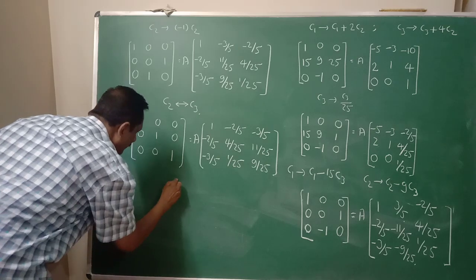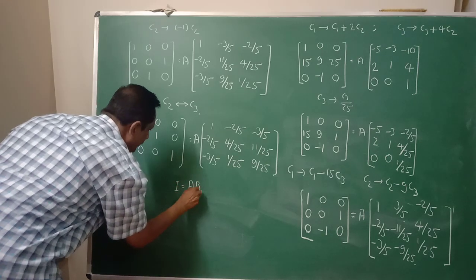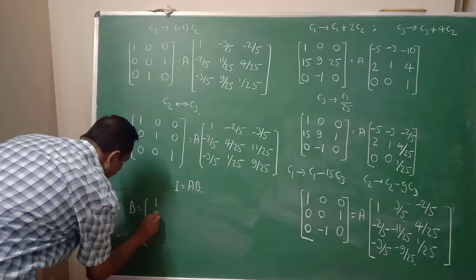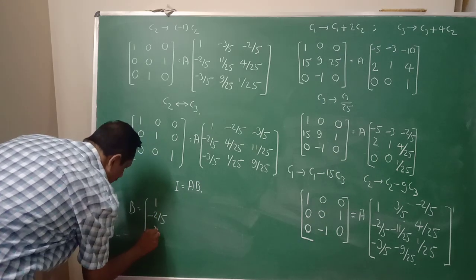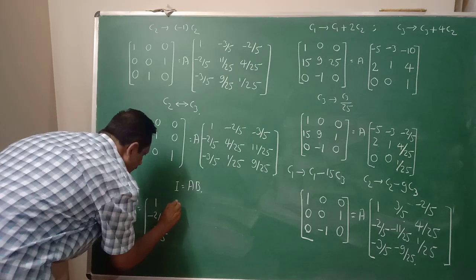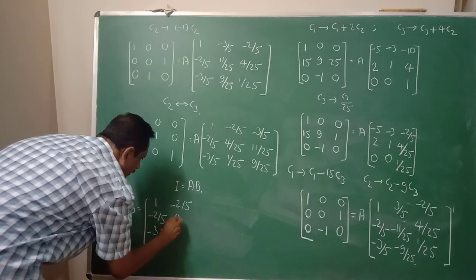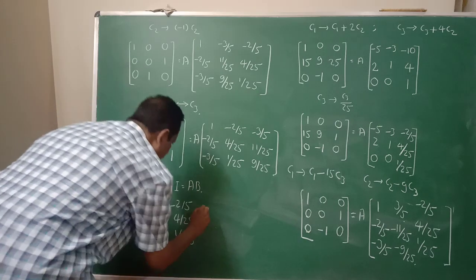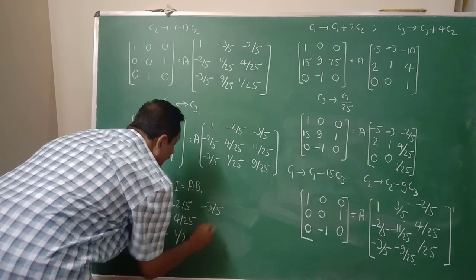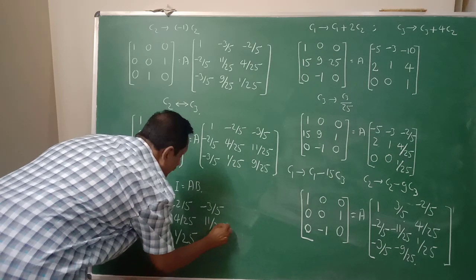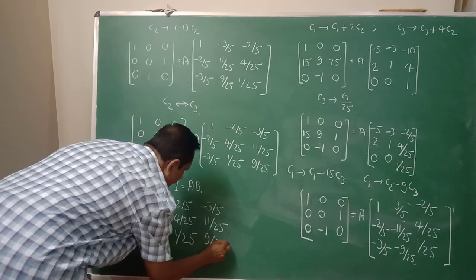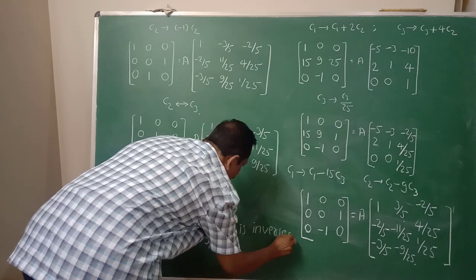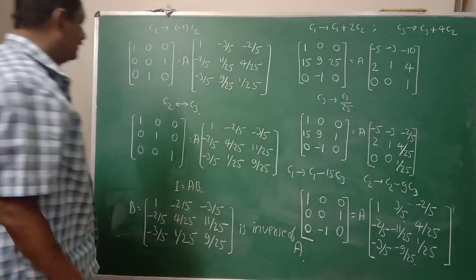Therefore, this identity matrix here, which is in the form of I is equal to A into B. Therefore, B is equal to this matrix here: 1, minus of 2 divided by 5, minus of 3 divided by 5; minus 2 divided by 5, 4 divided by 25, 1 divided by 25; then minus of 3 divided by 5, 11 divided by 25, 9 divided by 25. It is the inverse of the matrix E.